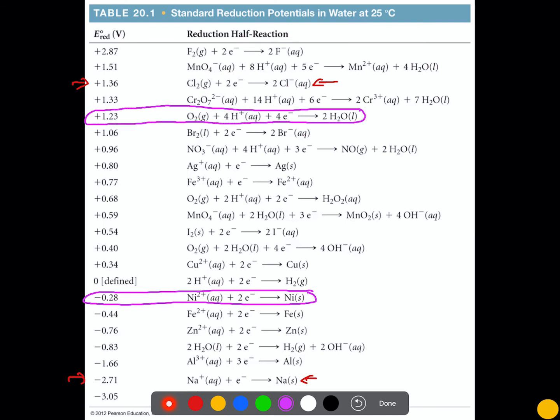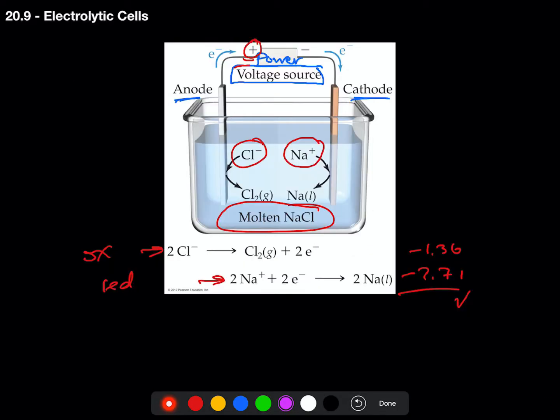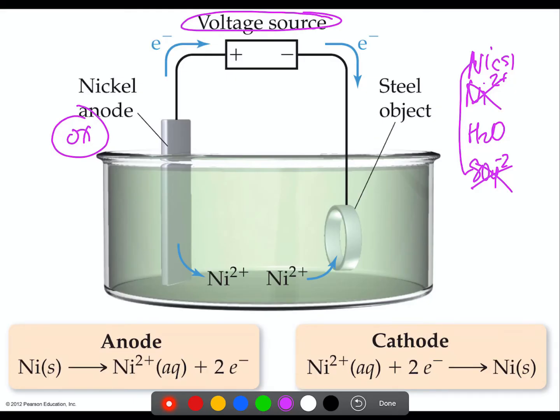So in terms of oxidation processes, we can have solid nickel being oxidized, or we can have water being oxidized. This is going to have a value of negative 1.23. This is going to have a value of plus 0.28. So in terms of which of those is easier or more likely to happen, it's going to be this one. Yes? Does that make sense? So if we go forward 2 slides, that is indeed what happens. Yes? All right.